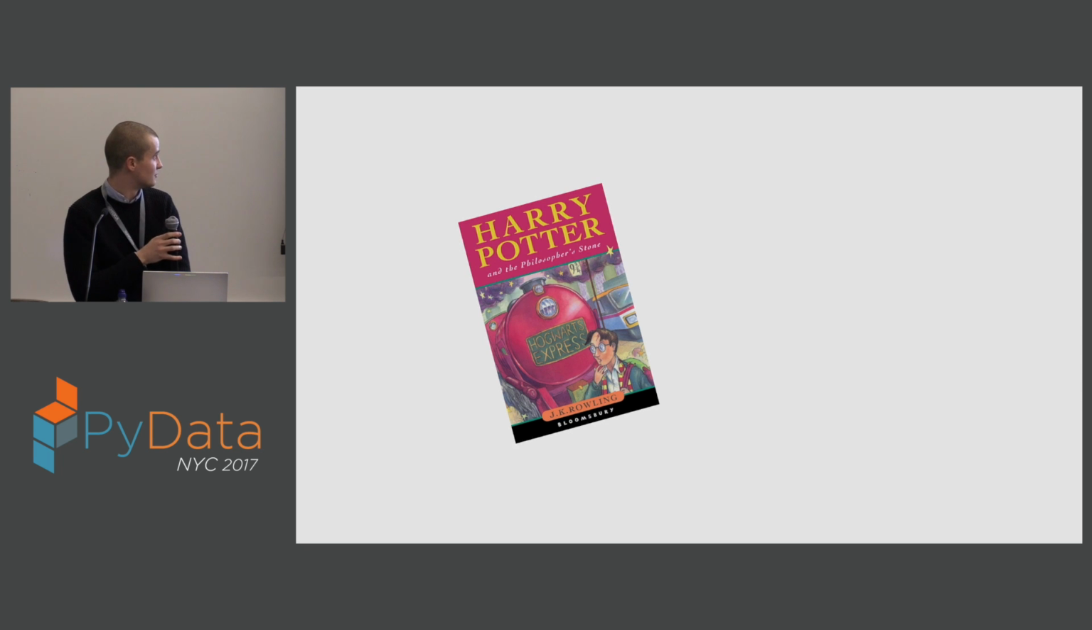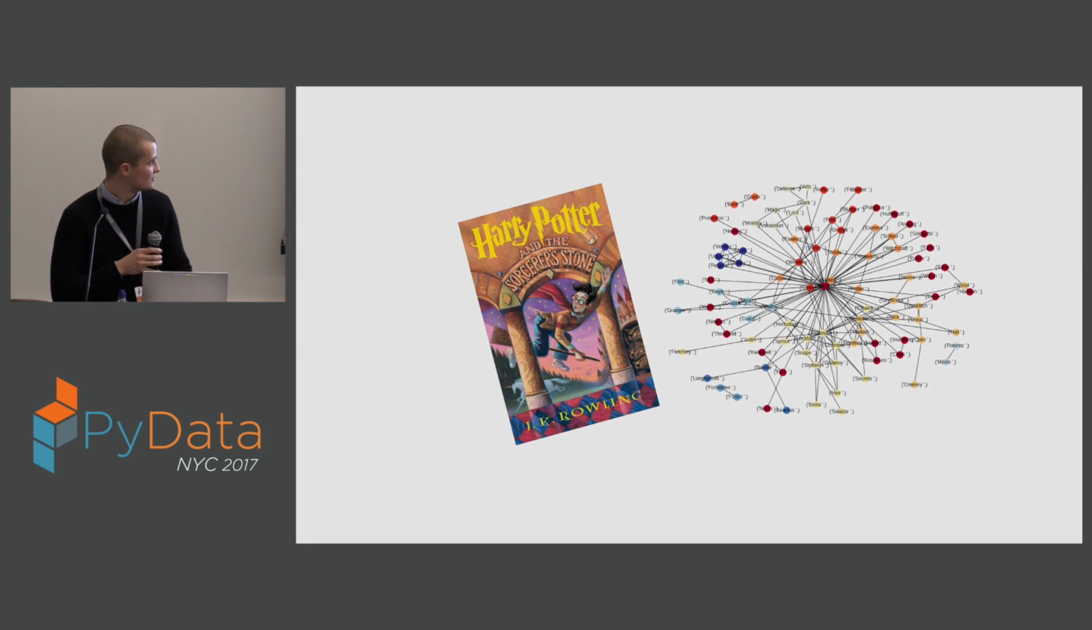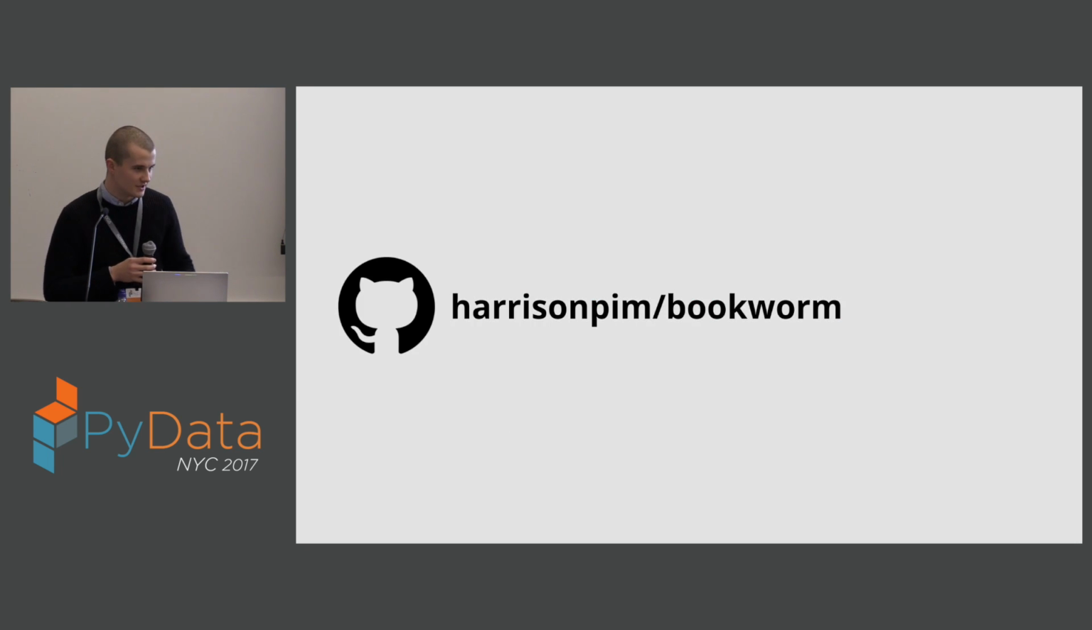So yeah, the idea is that we're going to go from this, or this, seeing as we're in the US, to something like that, which is a network of the Harry Potter characters. They are all kind of coloured by their grouping, which has also been automatically extracted. So yeah, the answer to the question is yes, this is doable programmatically. All of the code is here. You can go and find it. You can go and play with it. It's a lot of fun.